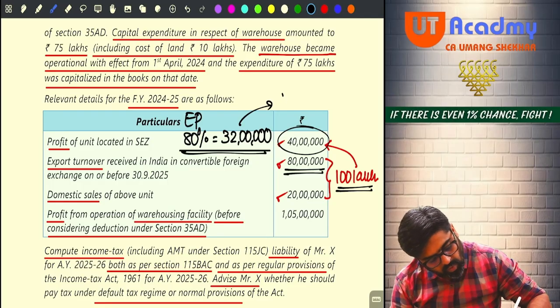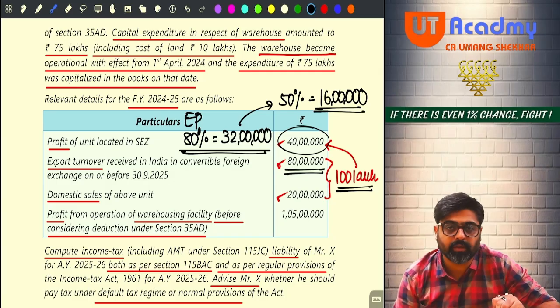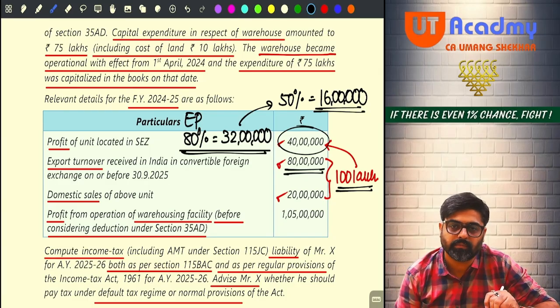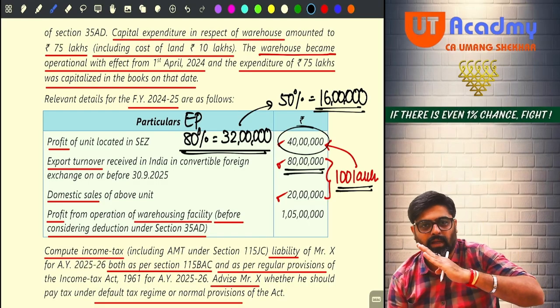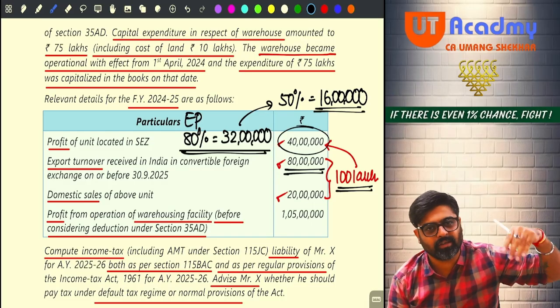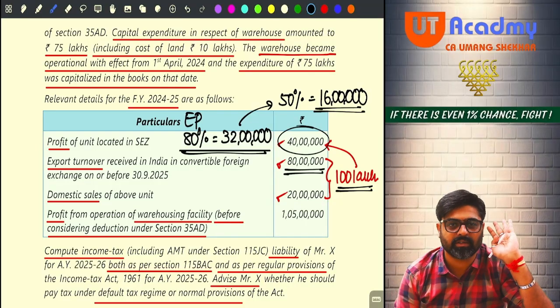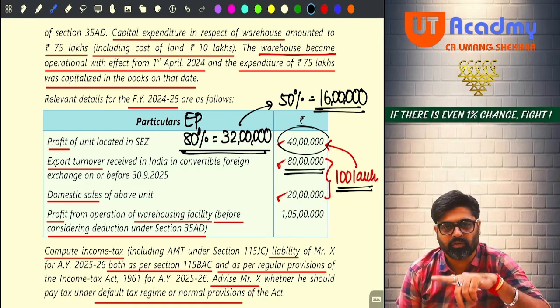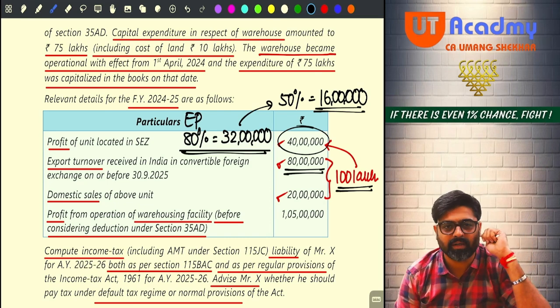Out of this, only 50% will be allowed under 10AA. That is 16 lakhs. Getting my point, sir? The balance 16 will be taxable, and that 8 lakh remaining will also be taxable, because 32 lakhs out of 40 is export profit. So 8 lakh is anyways taxable. Out of 32, only 16 is allowed as a deduction. So 16 will also be taxable. So 16 plus 8, 24 will be taxable. And 16 will be allowed as a deduction.